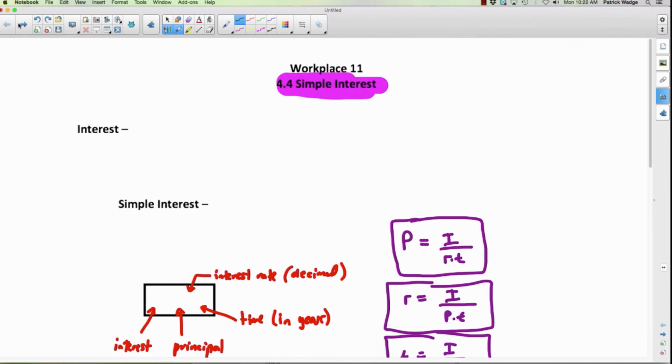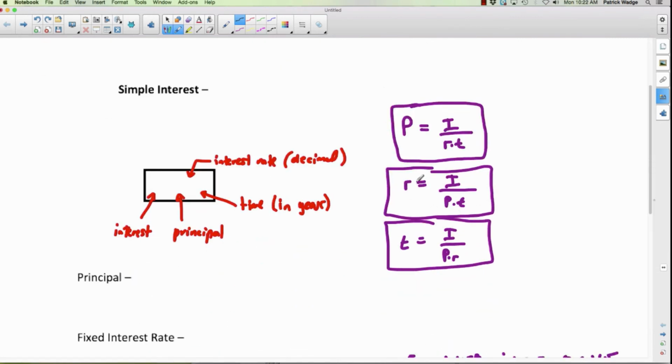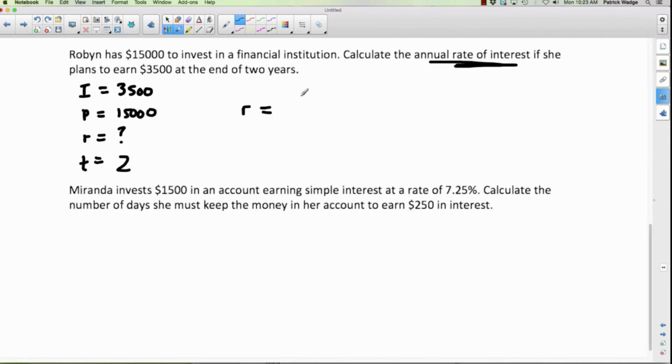So what formula are we going to use? This one. R equals I divided by PT. R equals I divided by P times T. And we just plug into that. R equals 3,500 divided by 15,000 times 2 for T. I'm going to put that in brackets to make sure I do that first.